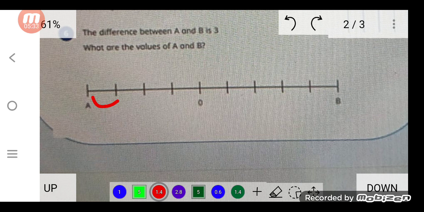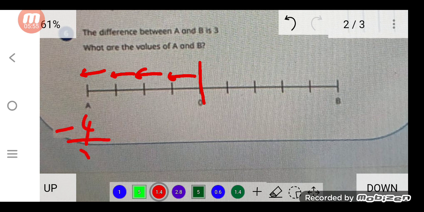Now, if you start from 0 and move to the left, this is minus 1/3, another 1/3, another 1/3, another 1/3. So you have minus 1/3, minus 2/3, minus 3/3, minus 4/3. So here you have minus 4 over 3.